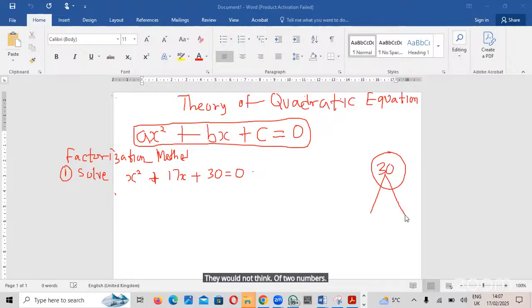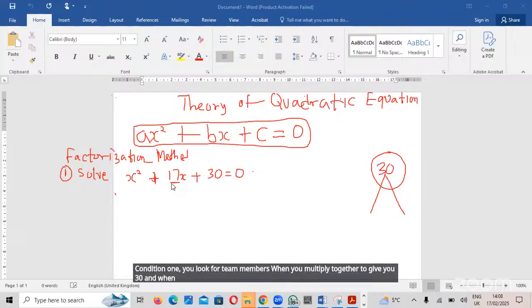If you multiply the two numbers together to give you 30, and if you add the two numbers together at the same time, it will give you what? 7. All right. So two conditions must be satisfied. Condition 1, you look for two numbers that when you multiply together give you 30, and when you add the two numbers together give you 7.